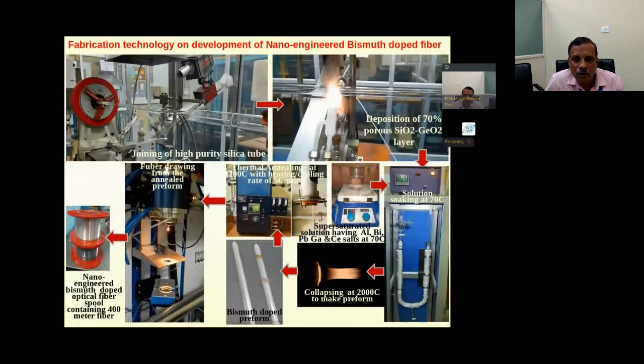And this is basically the whole technology process, the patented process, how it can be done. This is the beauty of this process. Solution doping is done at 70 degrees centigrade, and supersaturated solution we have used, where normally we are not using the normal solution at room temperature. By this way, we are able to make low silica content glass based fiber, and after that we do the annealing, and then we get the nano engineered bismuth fiber for making of the ASE source.